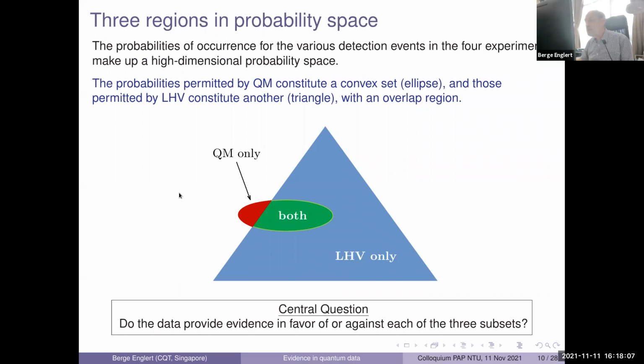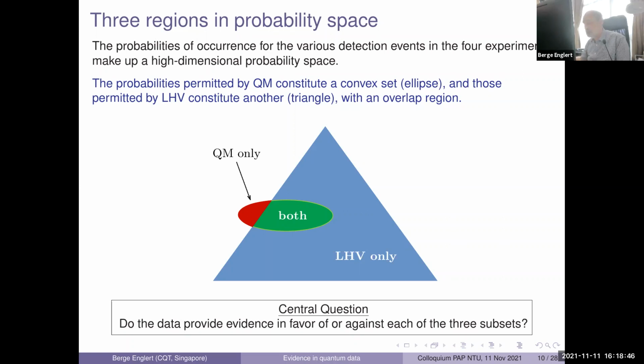So now in these experiments, we want to distinguish quantum mechanics from local hidden variable theories. If you look at the data, you can interpret the data with quantum mechanics, and so you use quantum mechanical probabilities to talk about the data. The quantum mechanical probabilities in the probability simplex occupy a certain portion of the simplex, here indicated by this ellipse.